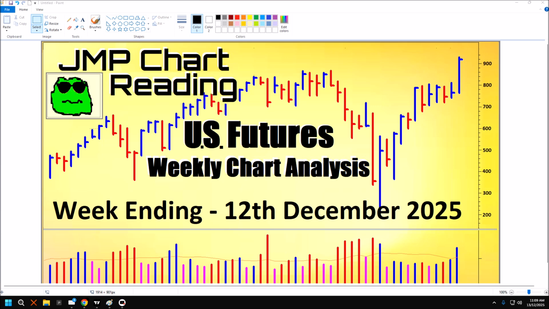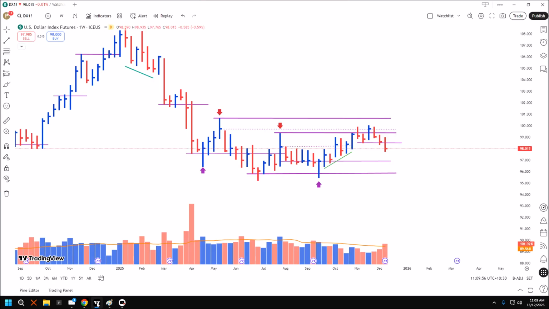This is the US Futures weekly chart analysis for the week ending 12th of December 2025. The first chart is the US dollar index futures. They closed lower this week.